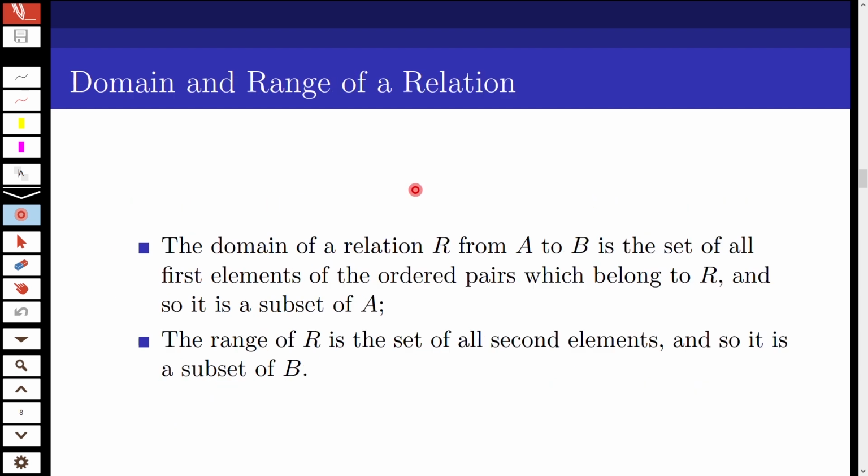Now we define the domain and range of a relation. Suppose that R is a relation from A to B. The set of all first elements of the ordered pairs which belong to R is called the domain, so it is a subset of A. The range of R is the set of all second elements, so it is a subset of B. So if R is a relation from A to B, then the domain of R is a subset of A and the range of R is a subset of B.